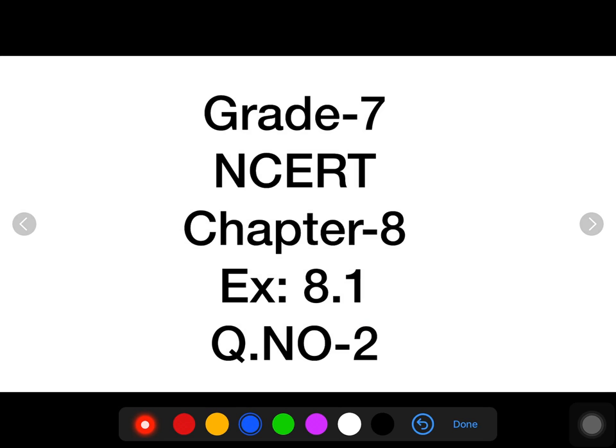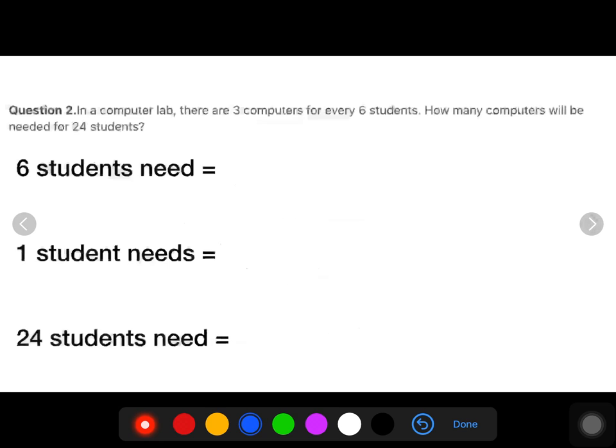Now exercise 8.2, question number 2. In a computer lab, there are 3 computers for every 6 students. How many computers will be needed for 24 students? This problem we are going to solve using the unitary method.